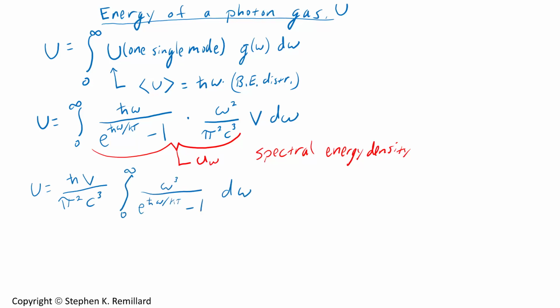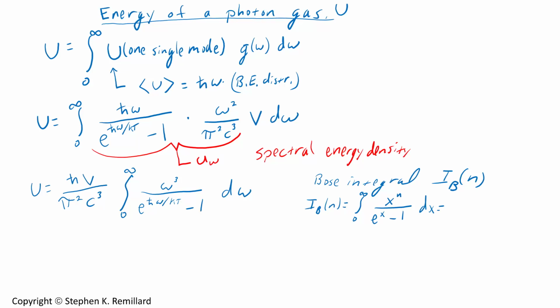This is called the Bose integral, where n is the exponent on the independent variable. And it equals the product of two special functions, the zeta function and the gamma function. In this particular case, we're dealing with the exponent n of 3.